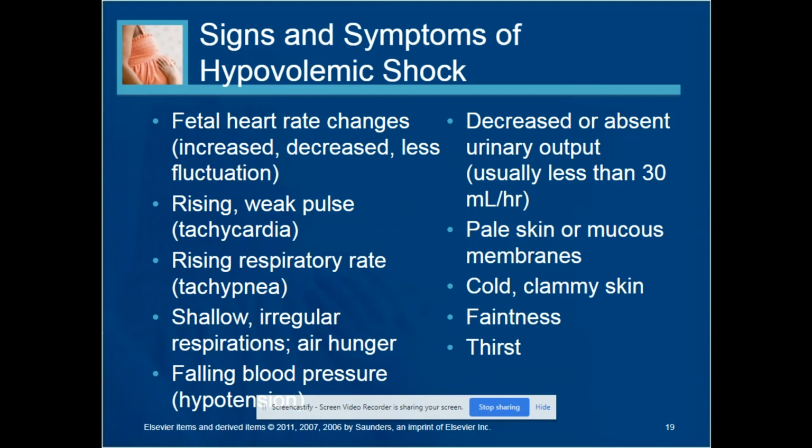Remember, the normal is 30 milliliters an hour. If you don't know that, commit it to memory. You can't know what's decreased if you don't know the normal. Pale skin or mucous membranes, cold, clammy skin, faintness, and thirst.